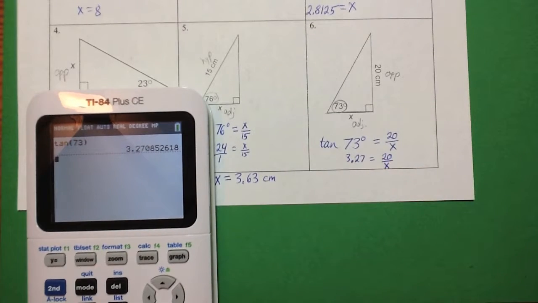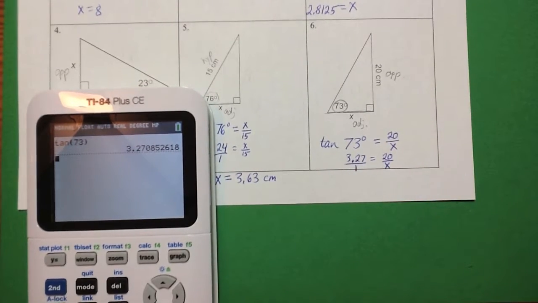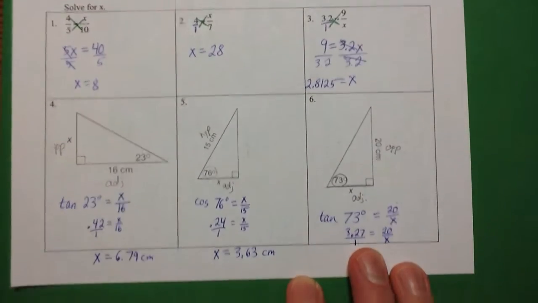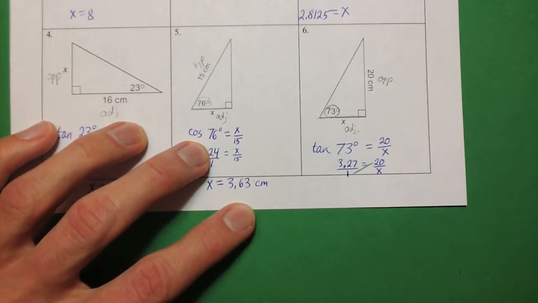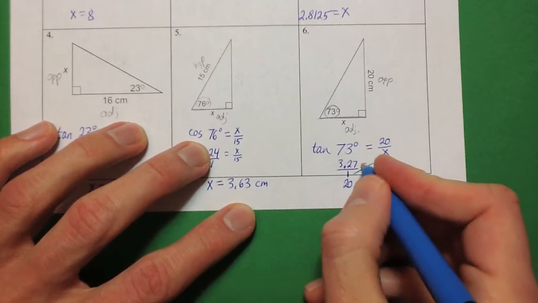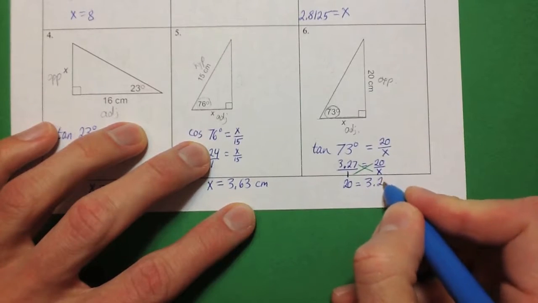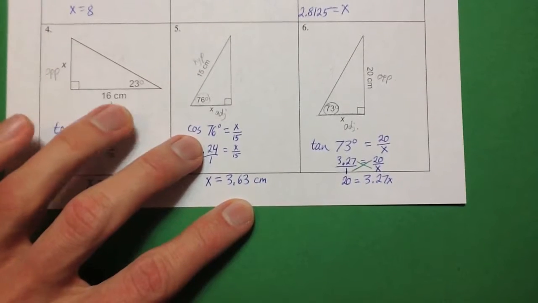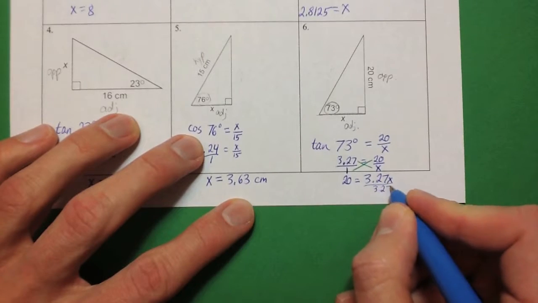I did it on purpose. I'm thinking ahead. I'm going to cross multiply to solve this thing. Let's put it over 1, and we're going to cross multiply. Just like we did on 1, 2, and 3, we're going to do it right here on number 6. 1 times 20 is 20. 3.27 times x is 3.27x. Okay? We are looking for x. We're going to divide by 3.27.